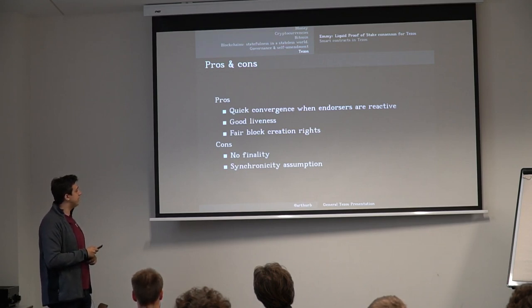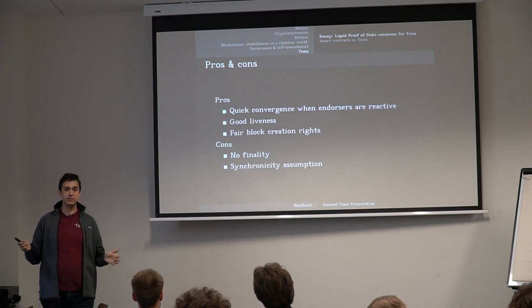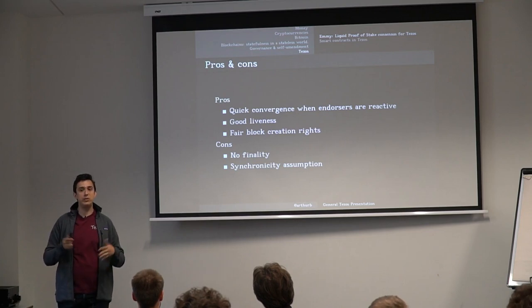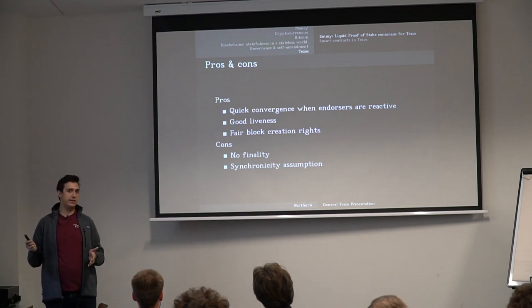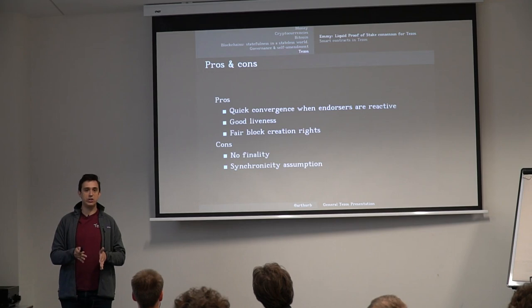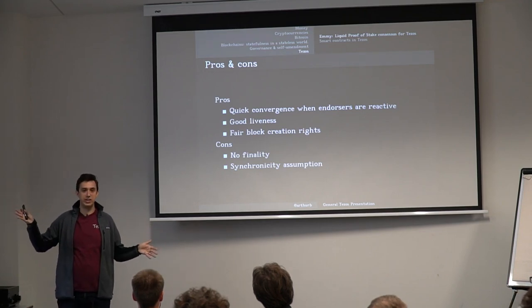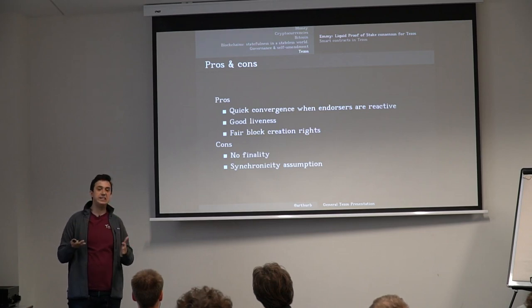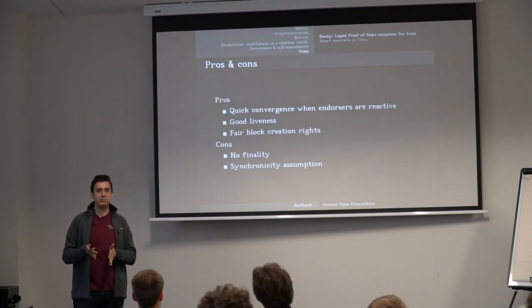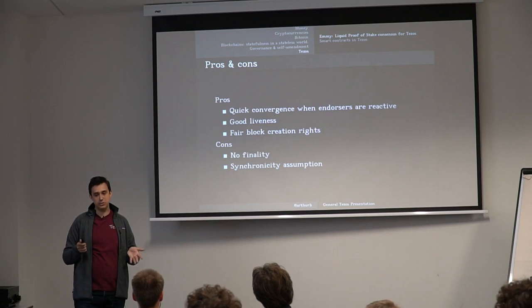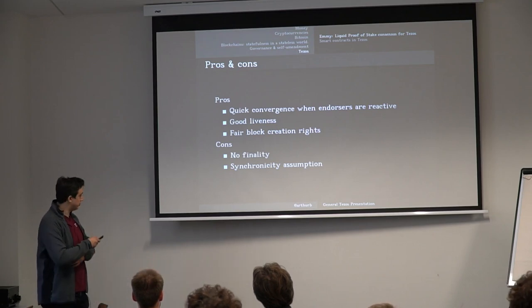Some of the cons of this algorithm: there's no finality. So like in Bitcoin, you don't really know if a transaction has been included forever in your ledger. You could have someone, in theory, come up with a longer chain or a better chain. And so statistically, it becomes very, very unlikely as time goes by that your chain will change, but you don't really know for sure.